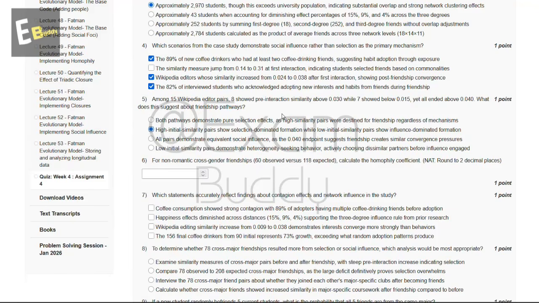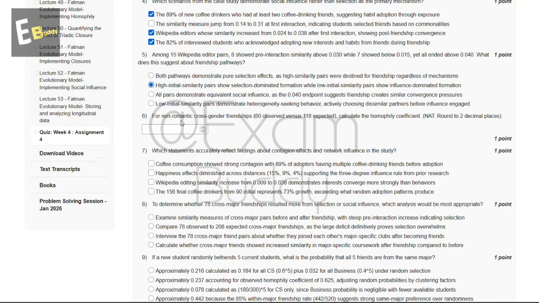And now let's go to our question number 6. For non-romantic cross-gender friendship, 60 observed versus 118 expected. Calculate the homophily coefficient and 80, round to two decimal places. So the answer of our sixth question is 0.49.